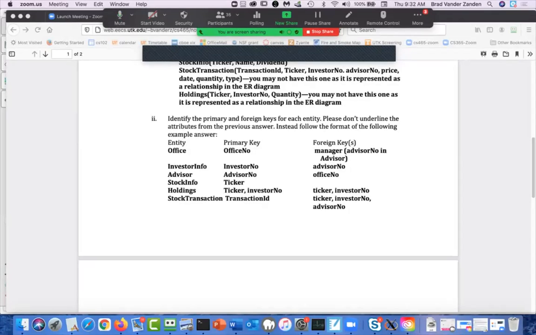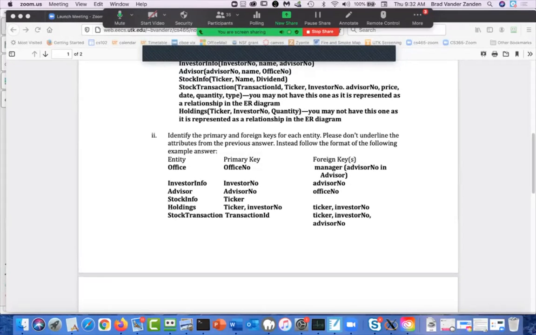The reason is you don't really need to use that a lot in a join, but it turns out I could for stock transaction. I put in a transaction ID. If I didn't do that, it would get kind of gnarly, because we know that an advisor purchases a stock for an investor, but they may purchase or sell that stock on multiple occasions. So that doesn't give us a unique key.